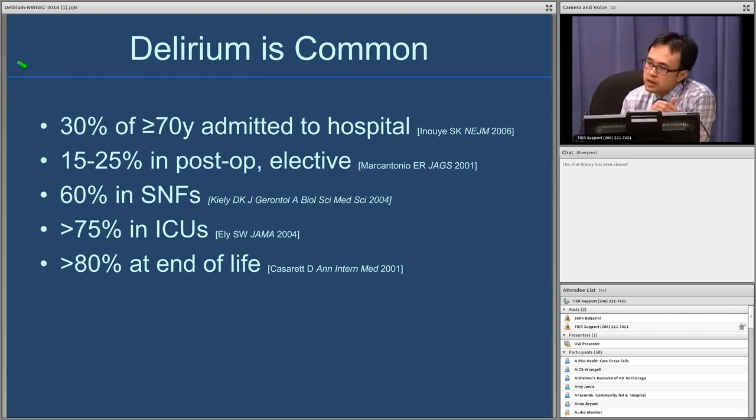As you see within these bullet points, as a person gets sicker and sicker, delirium becomes more and more common. In the post-op period, it's prevalent in as high as a quarter of patients, and this is talking about elective cases, which are very much planned. But when these are urgent or emergent cases, it can be as high as 50% of post-surgical individuals. Within skilled nursing facilities, it's even higher: up to 60% of individuals have been shown to be delirious at time of assessment. And as a person becomes sicker, in the intensive care unit or even at end of life, it can be as high as 75% to 80%, and even above that in some studies.